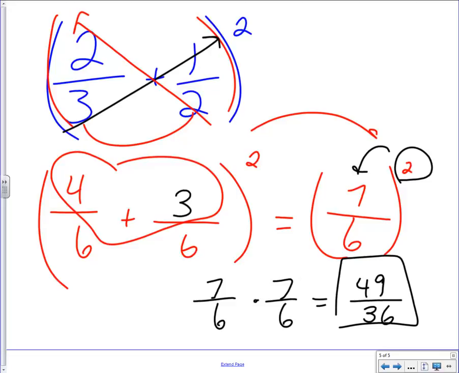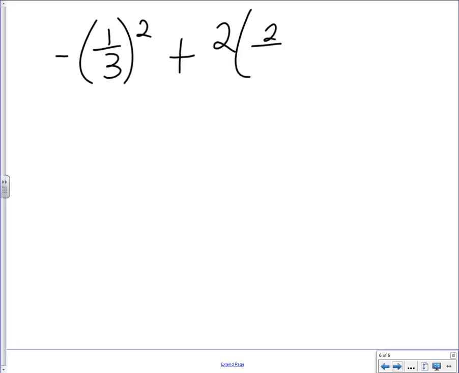All right, let's skip over a little bit to some more difficult problems. Okay, these problems have multiple things to be taken care of. Okay, and so this is more fraction work, and I want to make sure that we can balance back and forth between the rules for fractions. So we're going to look at, let's see, I've got a negative on the outside, I've got 1/3 squared plus 2 times 2/3.